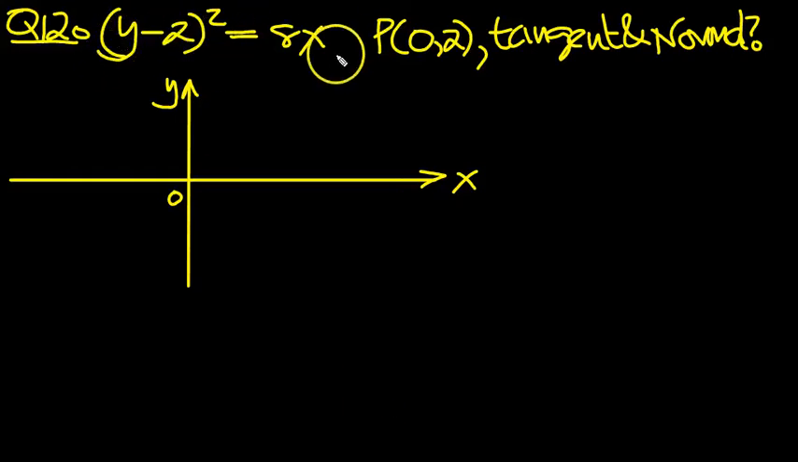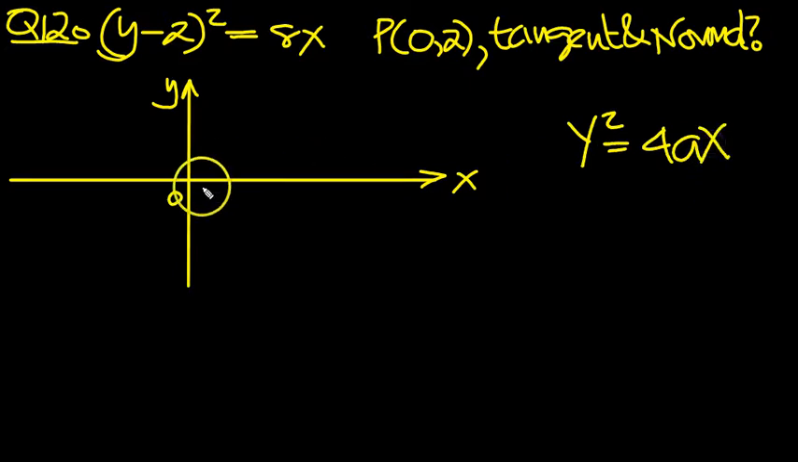(y minus 2) squared equals 8x. If we compare that with y squared equals 4ax, we can see that the x-axis remains as is standard, but the y-axis is shifted. So the vertex happens when x is 0. So if we think of 0 in here, this will be 0. 8 times 0 is 0.